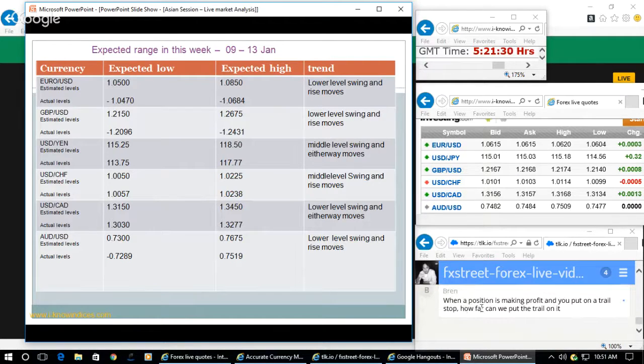Then Brent, when a position is making profit and you put on a trailing stop, how far can we put the trailing on it? Okay, you can keep a 15 pips trailing stop in a profit making position and keep the profit taking order about 25 pips away. So you can keep the profit taking order as well as the trailing stop on the higher and the lower side of the market. So the market can hit any one.